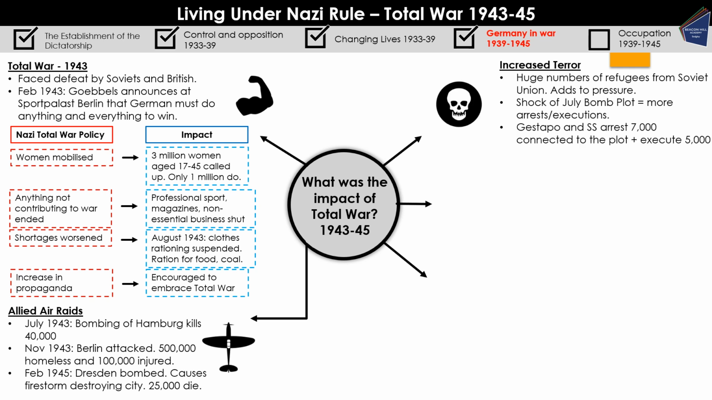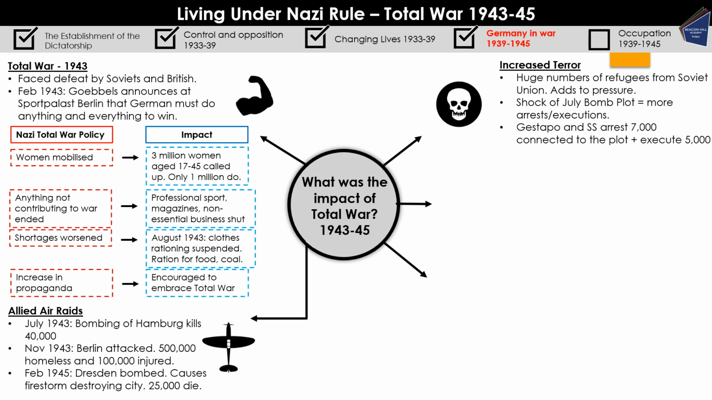As a result of this, because of the desperation that the Nazi regime was facing, we unsurprisingly see an increase in the number of terror cases and the use of terror groups, should we say, in Nazi Germany. So we have huge numbers of refugees from the Soviet Union, which adds to the pressure. We have the shock of the July bomb plot, which we've spoken about on the previous slide, which leads to many more arrests and executions of people that are perceived to be threats in the military.